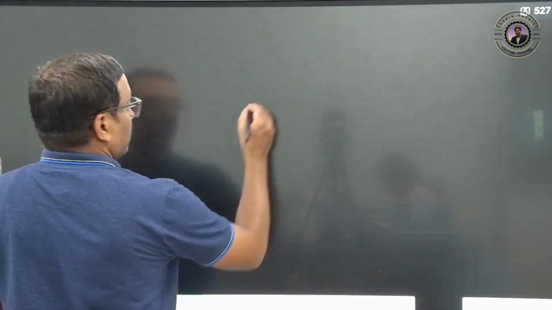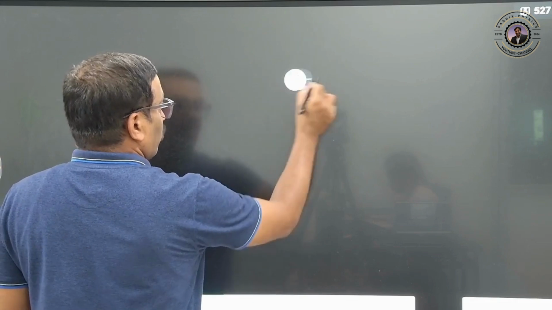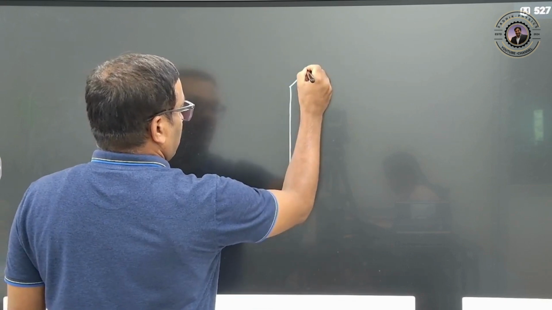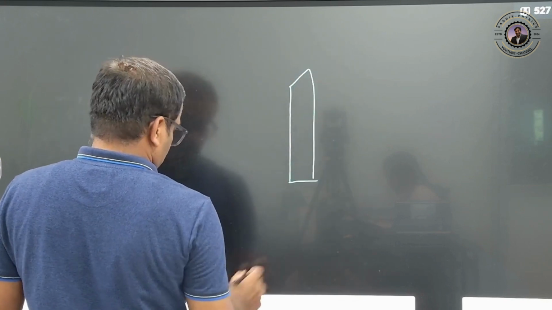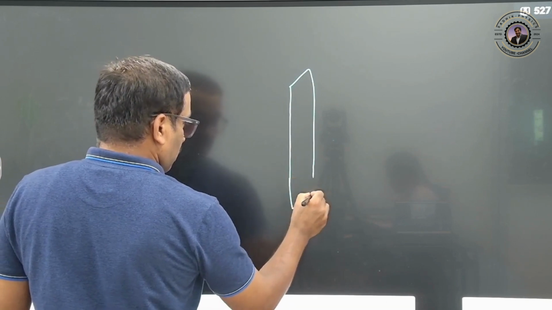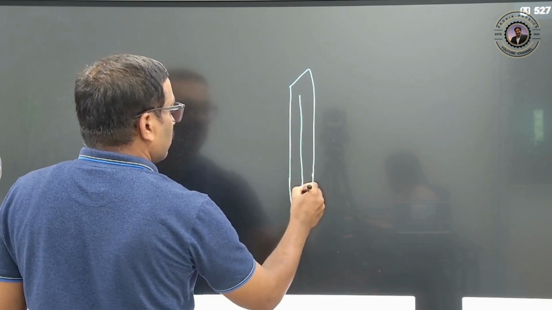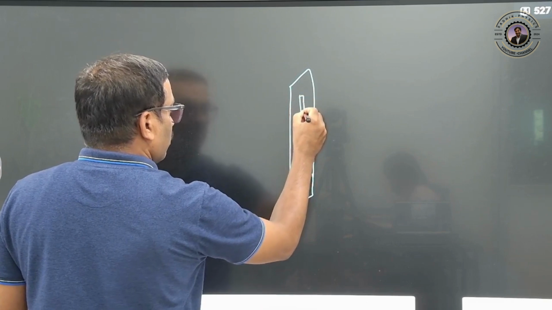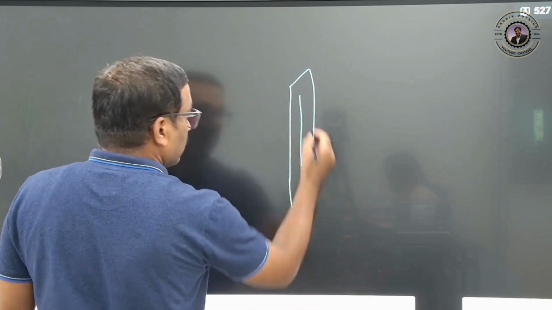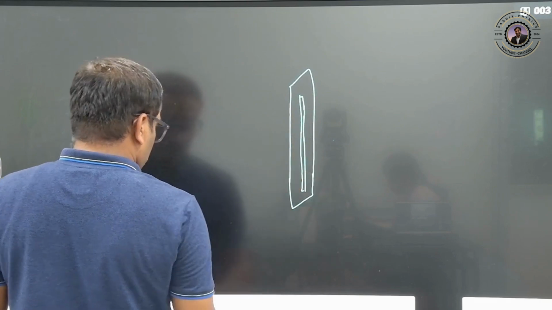Here I am going to take one cardboard sheet. You can do this experiment too. So there is one cardboard sheet, and in this cardboard sheet we are going to make one small slit along this direction. So this is a slit now.